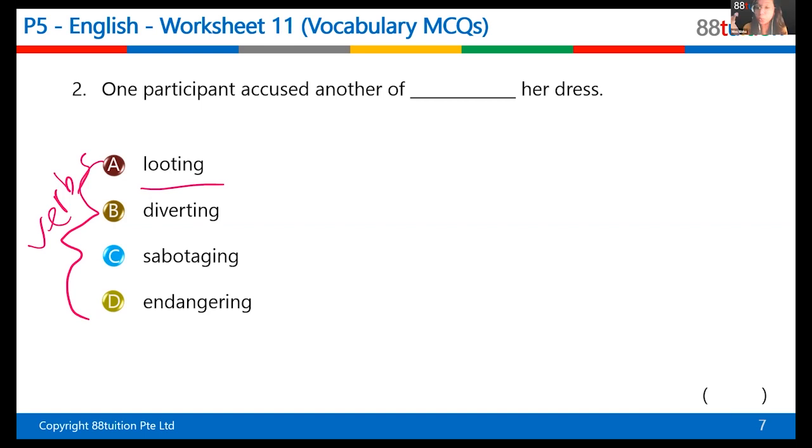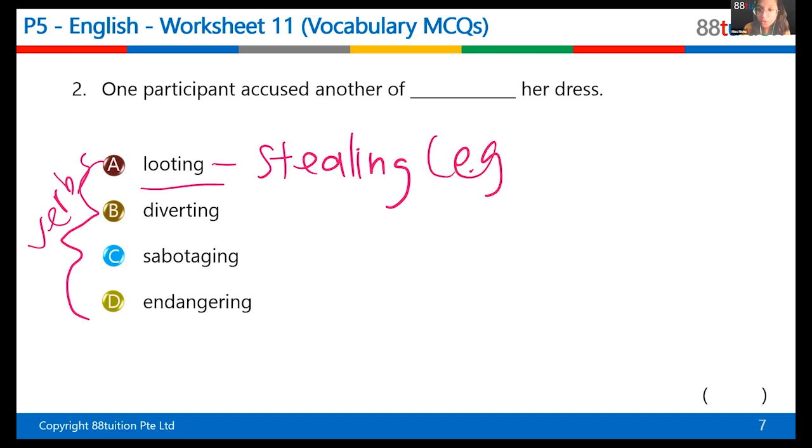Now, looting means what? Can someone tell me what does looting mean? Looting means stealing. However, the answer is not A, because this word looting is referring to stealing in emergency situations, like for example, during war or riot. So it's not just stealing anything from anyone, okay? That's why it cannot be, because grammatically, if you say stealing a dress, it makes sense. But this looting is in emergency situations, like during war, during riot, when you have no choice, quote unquote, then you loot. Okay, so that's why A cannot be the answer, even though it means stealing and it makes sense in the sentence.